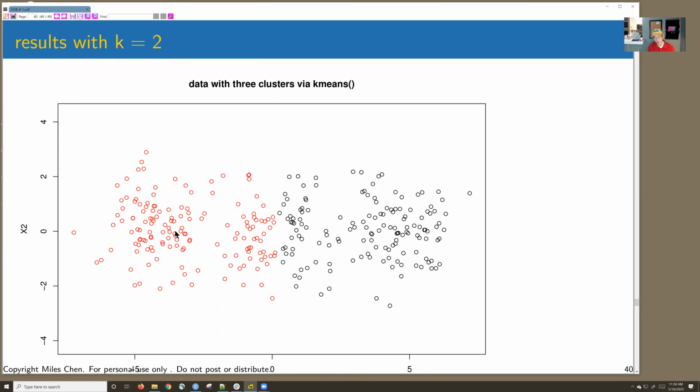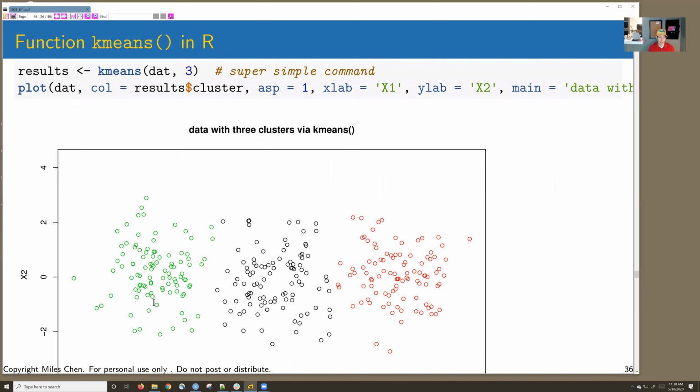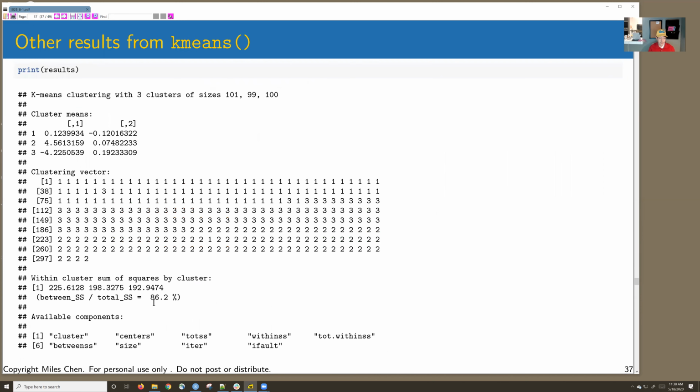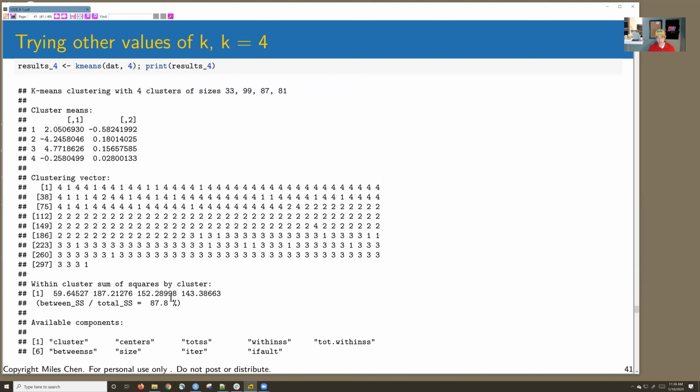All right, let me show you if I do k equal to 4. We've added another cluster, and these are kind of the results. The between sum of squares is right here, 87.8. So if we compare that to using 3, we went from 86.2 to 87.8. Okay, so just marginal improvement.